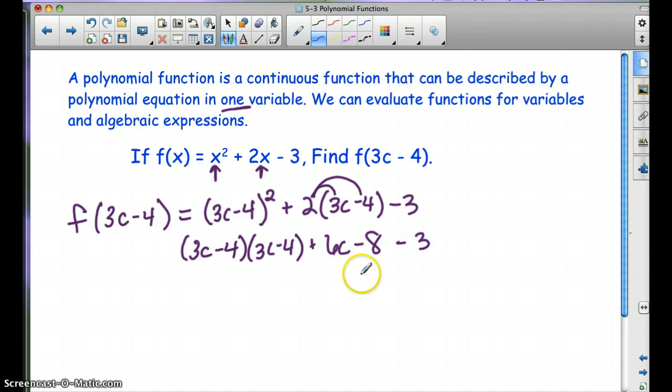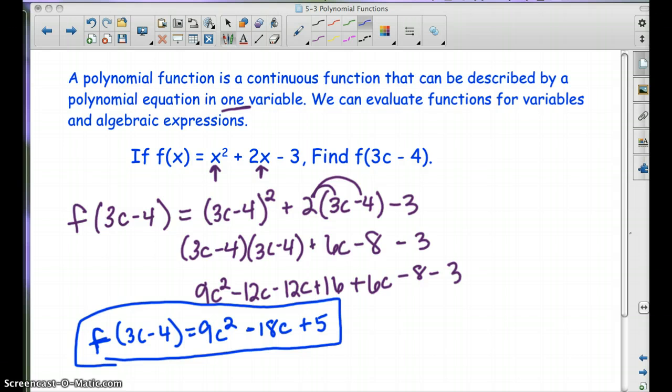Pause the video and see if you can finish this out on your own. This is what I got, and it is the correct answer. I FOILed here and got 9c squared minus 24c plus 16, and then I combined like terms, putting all my c's together. You get negative 18c, and then the numbers together, 16 minus 8 minus 3 is going to give us 5.